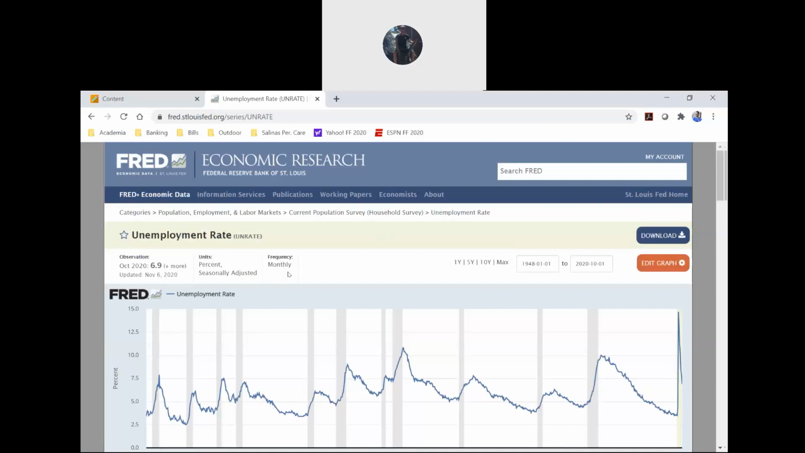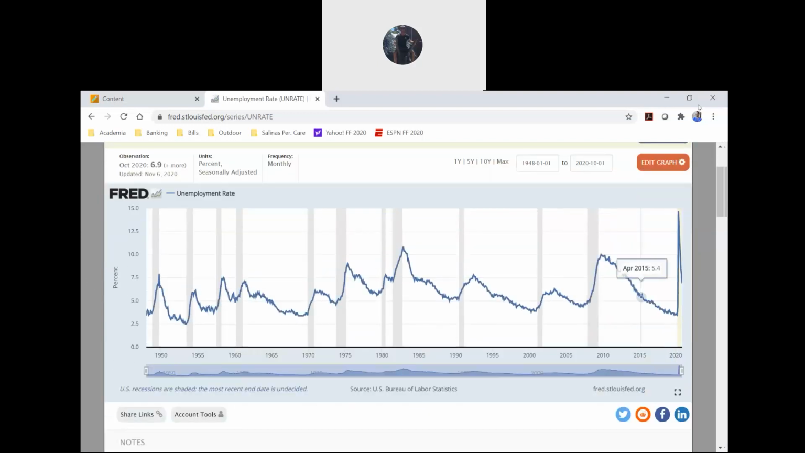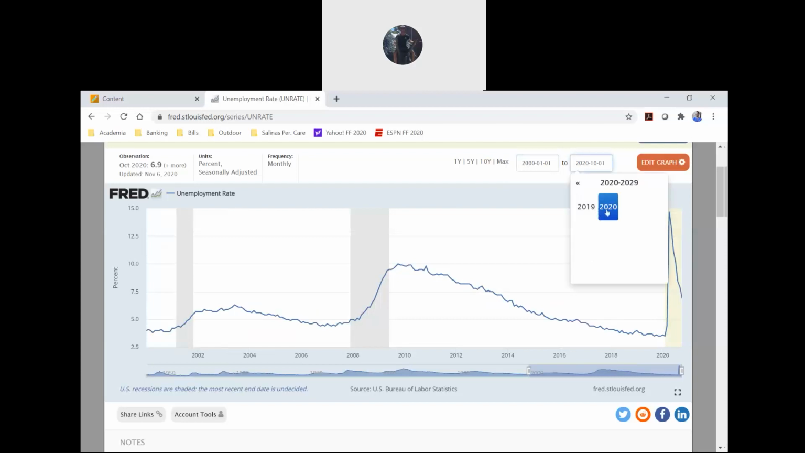Okay, so here is the monthly unemployment rate in the United States. So this is again the number of people who are looking for work that cannot find it as a percentage of the labor force. So you can see that the jump in the early months of this year was unheard of. All right, so we have unemployment monthly up to October. So this is the percent over here.